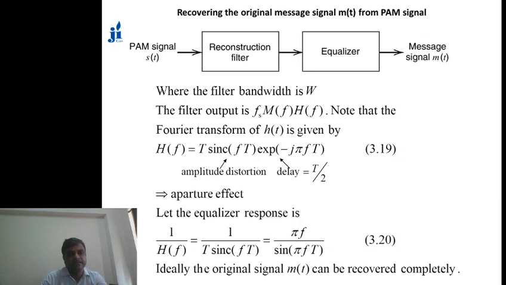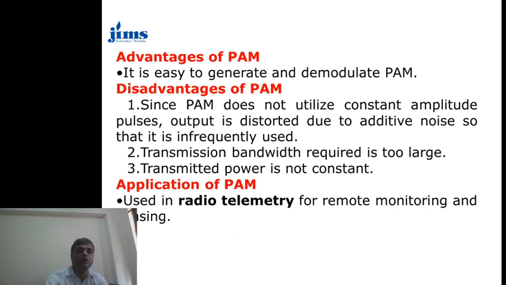Basically, the sinc function deals with the amplitude distortion, and the exponential function provides a delay. The equalizer response is like 1 upon H(f), because H(f) is the transfer function of our modulating signal, and 1 upon H(f) is the transfer function of our equalizer. So after passing through the equalizer, we are able to generate our actual message signal. So this is all about the demodulation of pulse amplitude modulation.